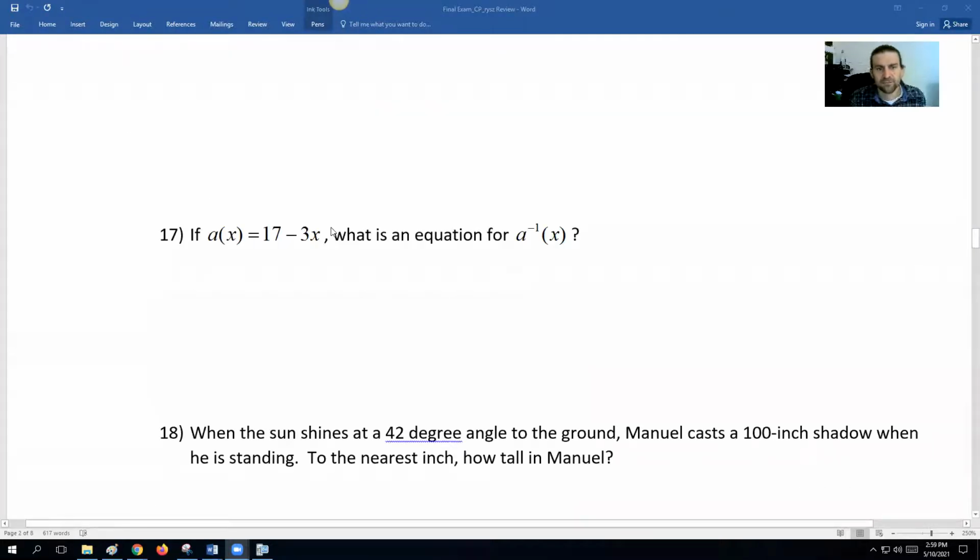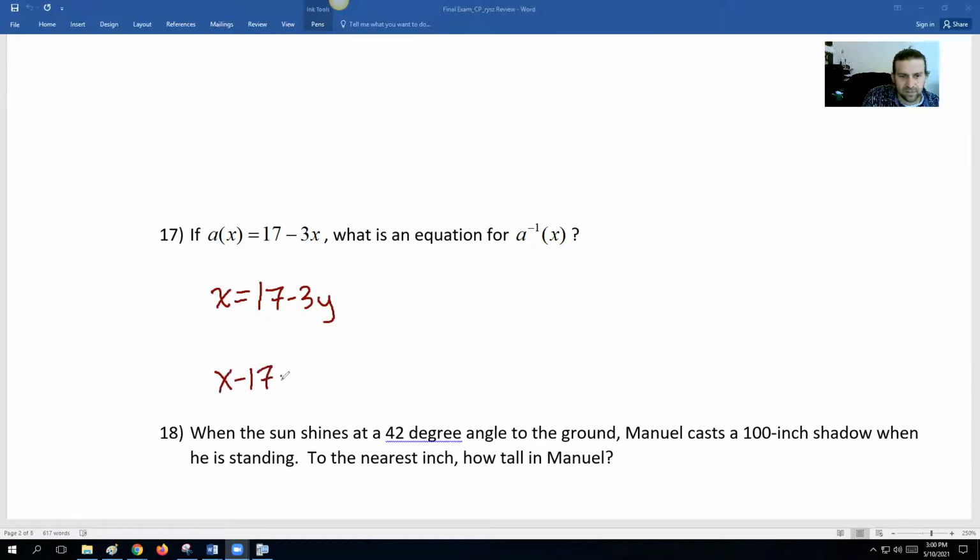All right, hey, another problem with the inverse. So hopefully you guys see right now, inverses, no matter what section, all we got to do is switch the x and the y's around. So this would be x equals 17 minus 3y. We're going to go ahead and get the y by itself. So we minus 17 over equals negative 3y. And then we would divide by negative 3.